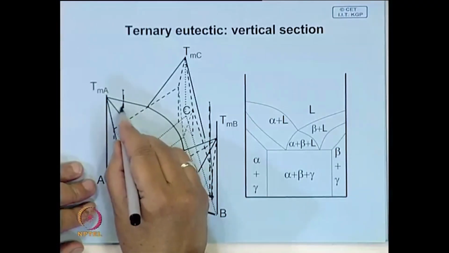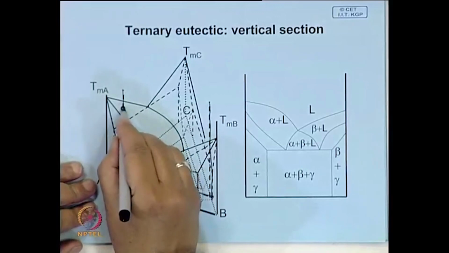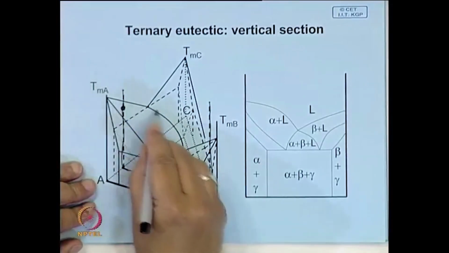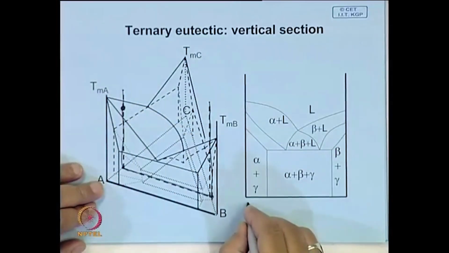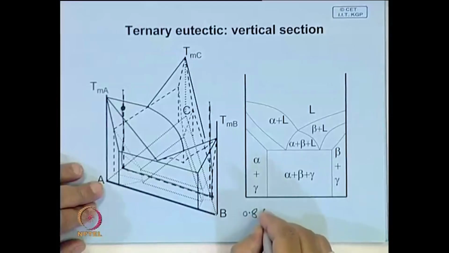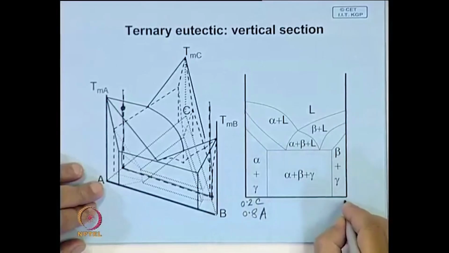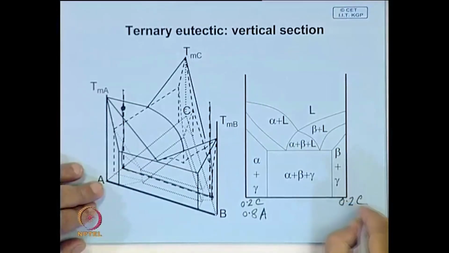Say here the first one is very easy to see, that one, say this is the point where the liquidus surface is intersected. Let us say this is 80%, 0.8 A, 0.2 C. This end therefore will be 0.2 C, 0.8 A.